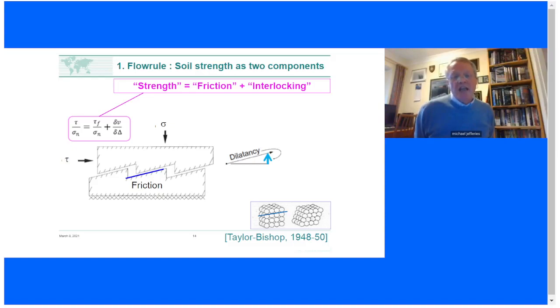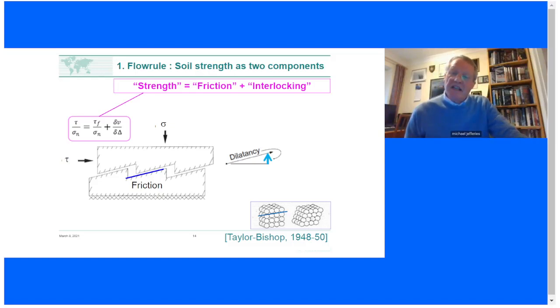Curiously, Don Taylor never put an equation to this. The guy who put the equation to this was Alan Bishop. And the equation is the one I circled in pink. And he said the first left-hand side is tau over sigma n, that's just soil strength. And he said that was composed of tau f, our true friction. And then there's delta v over delta delta, which is our dilatancy.